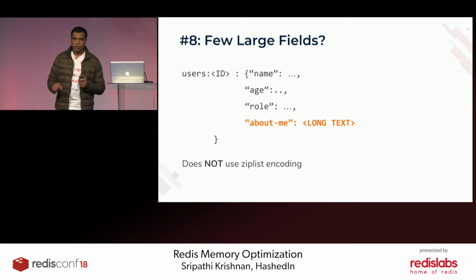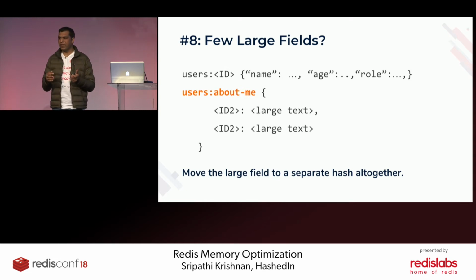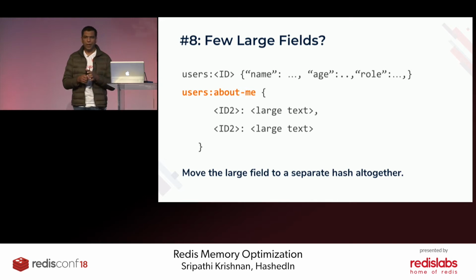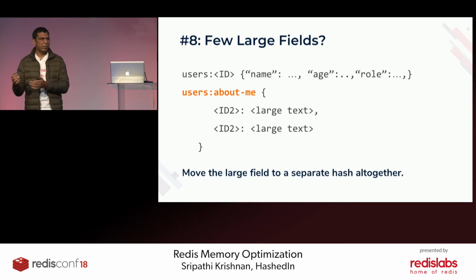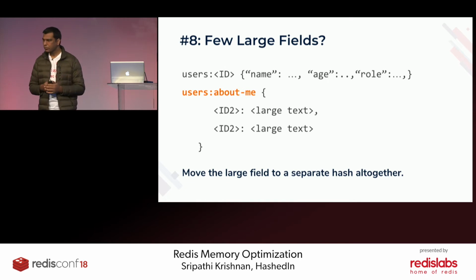Let me just go back and show you. The about me is one field in your hash which is causing Redis to not use the zip list encoding. So what do you do? The trick is, if this makes sense for your application, take that one field and move it out of your hash. Then the top hash, the user's hash, will start using the optimum encoding, and the other one will be separated out. In this way, the bulk of your data is using an optimized encoding, but the other one, which you may or may not access every time, is stored in a separate data structure. Again, going back to the same philosophy, try to manipulate your data structure so that you are using the zip list encoding.